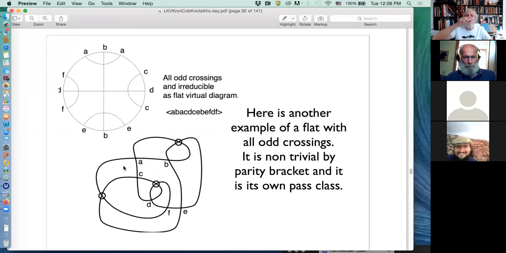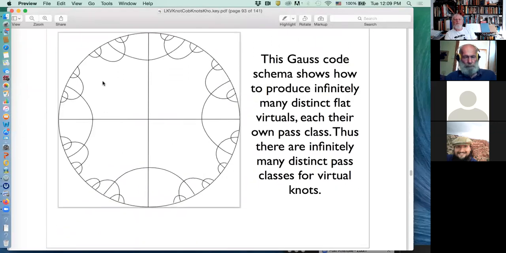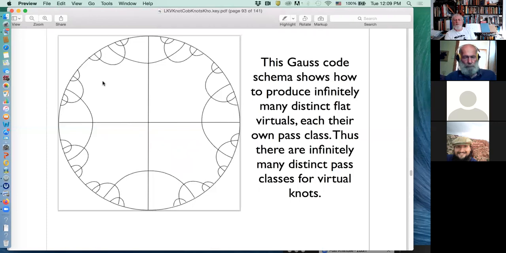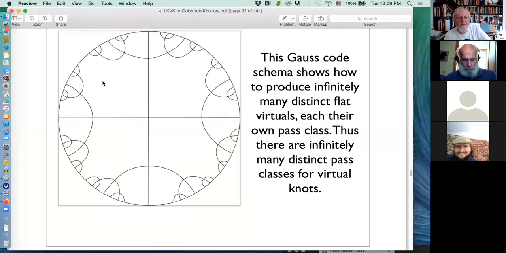You can make things look a little more complicated by going from a Gauss diagram over to some virtual diagram. But as soon as you have somebody who's totally odd, then that's what you get. And so we can make infinitely many very odd knot diagrams like this, very odd Gauss diagrams, and consequently infinitely many distinct flat virtuals, each with their own pass class, if we were talking about passing, infinitely many distinct pass classes for virtual knots in that sense. So if I were going to go further with passing, I guess I would restrict myself to virtual knots whose corresponding flat knots were trivial, and then worry about the pass classes there, because as you see, passing just doesn't have anything to do with non-trivial flats in this sense.